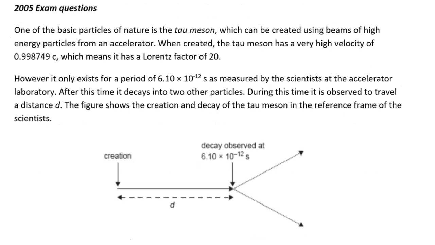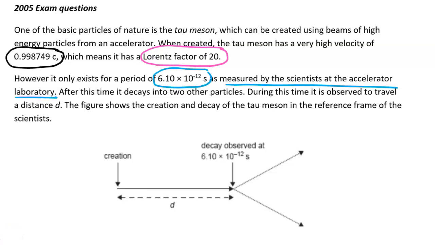Let's read this next question very carefully because some people have difficulty determining which frame of reference measures the proper length and proper time with these kinds of questions. We're told we're looking at one of the basic particles of nature called the tau meson. It can be created using beams of high energy particles from an accelerator. When created, the tau meson has a very high velocity, and they've very kindly told us the Lorentz factor is 20. However, it only exists for a period of 6.0 by 10 to the negative 12 seconds from the scientist's frame of reference.